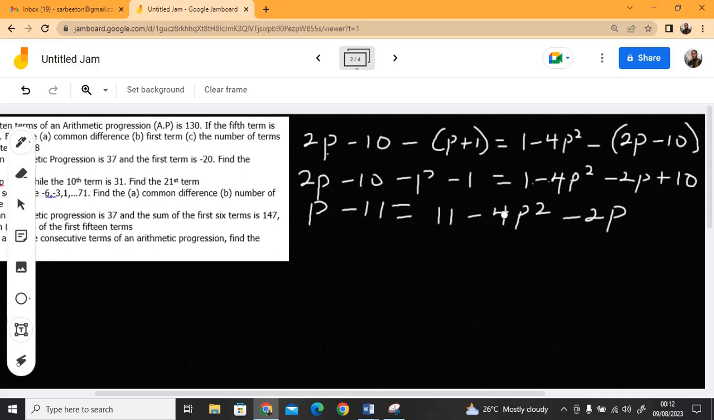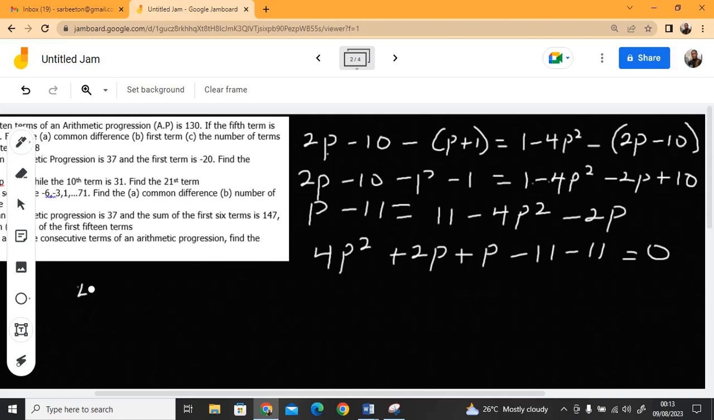Now I can bring all this here. So I'll now have 4p squared, minus 2p. When it comes here, it becomes plus 2p. This one is already here, it does not move. Plus p. When I bring 11 here, it becomes minus 11. So minus 11 minus 11. This minus 11 is here, it doesn't move. It's this one that moves here. All of them move here. So it will become 0, quadratic.